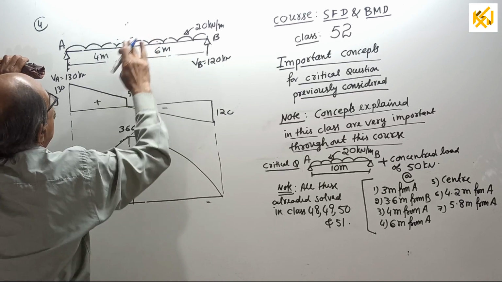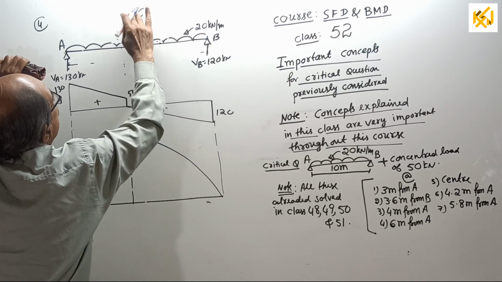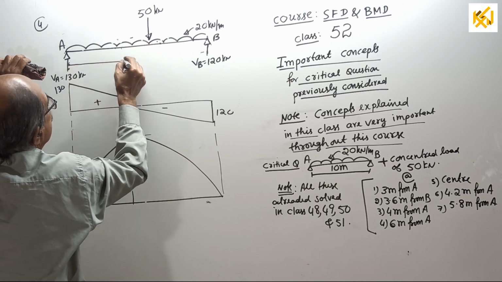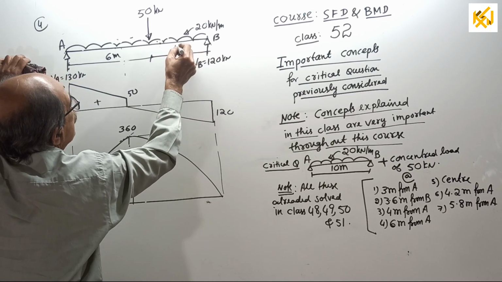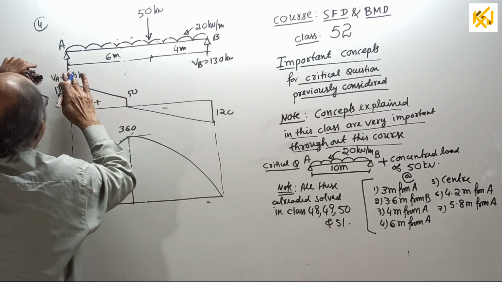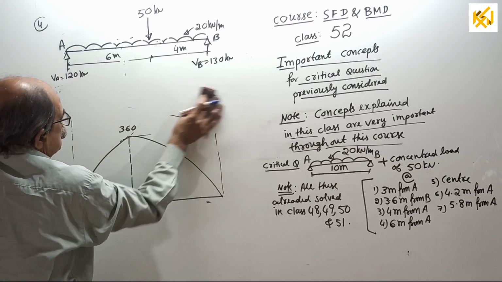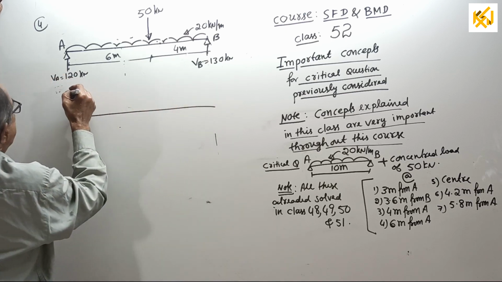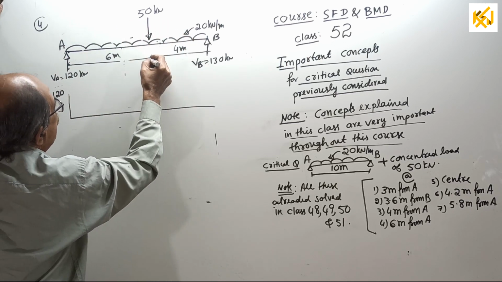Same here. Load here, 50 kilonewton. This is 6 meter. This is 4 meter. Now reaction. This will come 130. That is okay. This will come 120. Shear force diagram. Up by 120. Down by 20 into 6. Correctly, it comes 0 here.